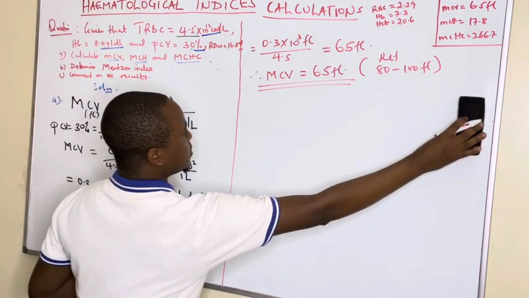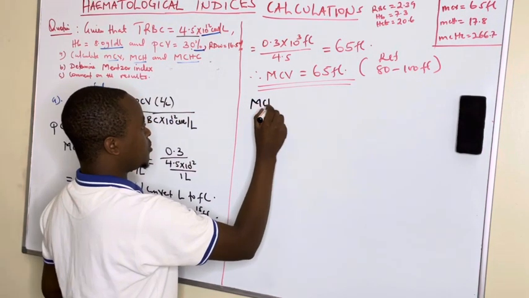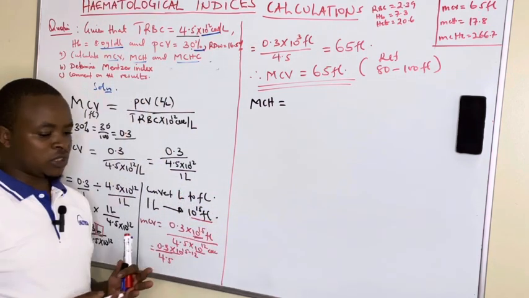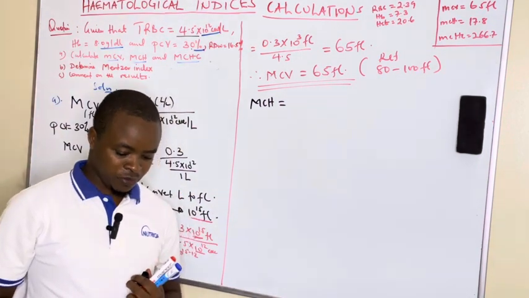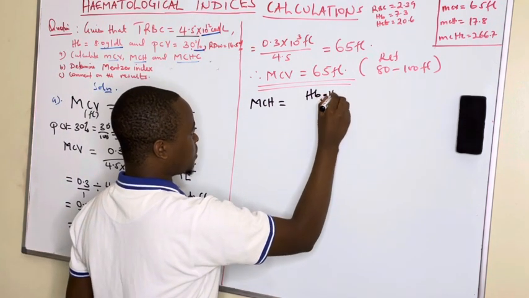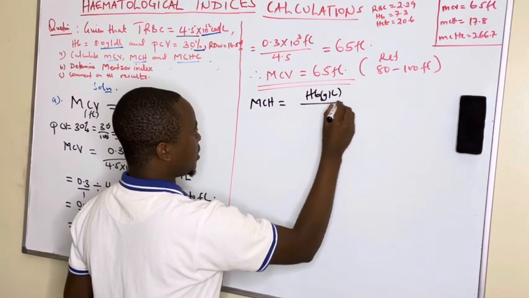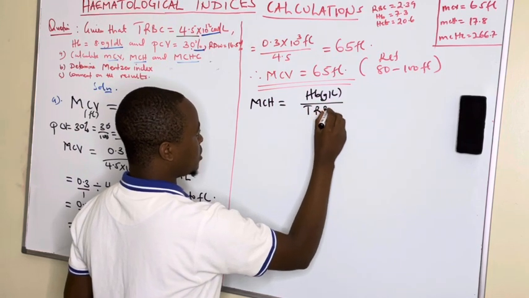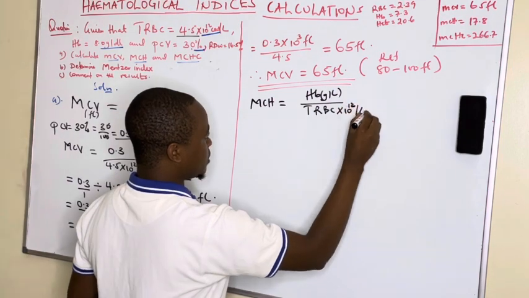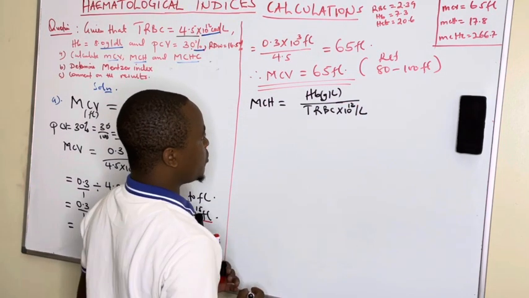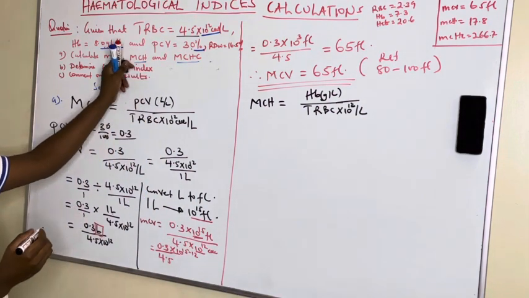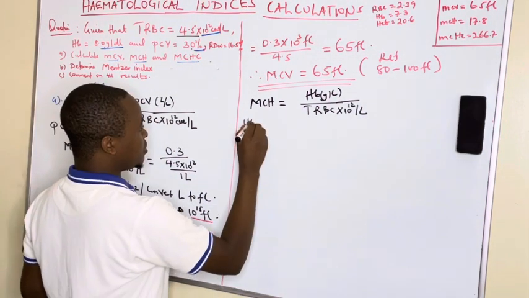And we know that MCH is equal to hemoglobin in grams per liter, you divide by the total RBC count in 10 power 12 per liter. And when we have this, we already have our HB, which we are given.